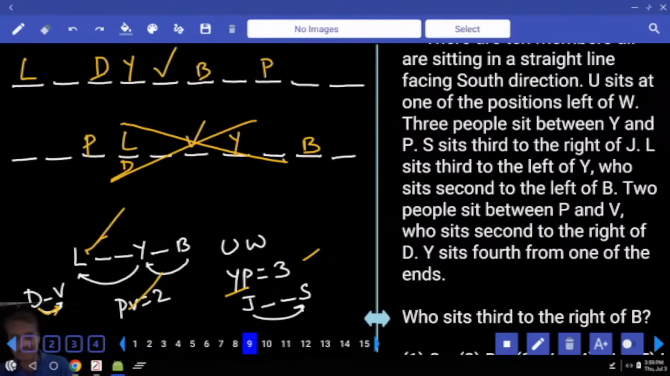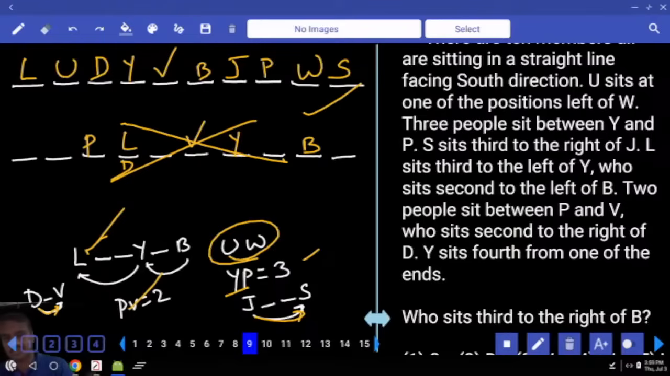And J and H. Now we are left with SC seated third to the right of J. Now J is here, 1, 2, 3, SC is here. Then U is seated one of the positions to the left of W. U is here, W is here.